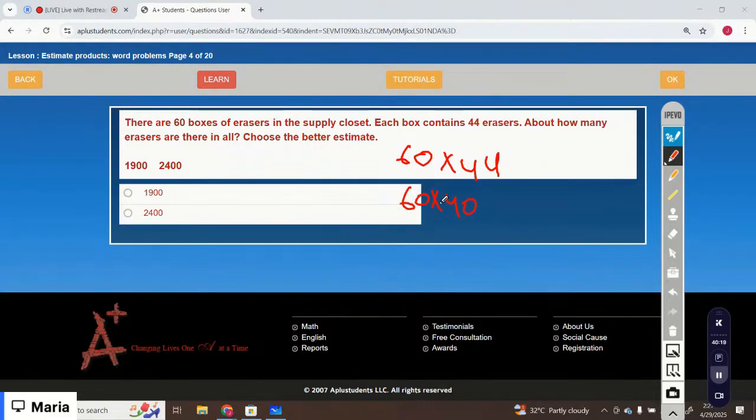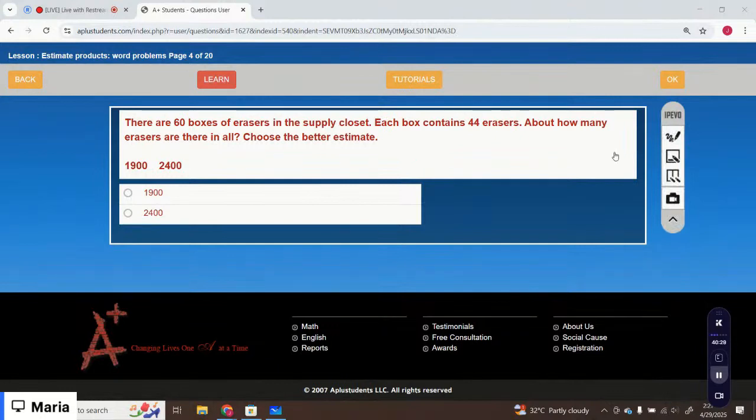That is 60 times 40. That is 2400. Option number 2 is the correct option.